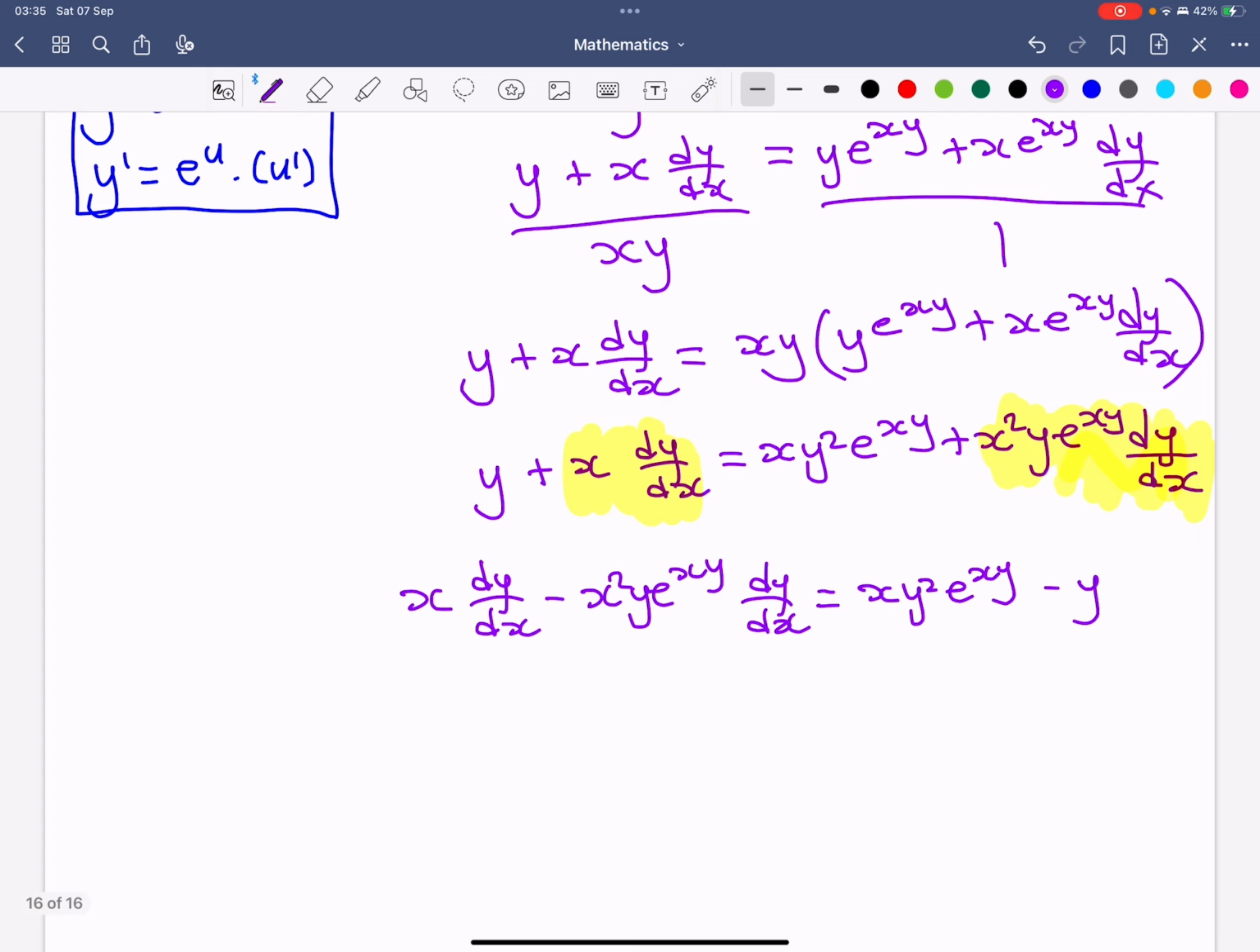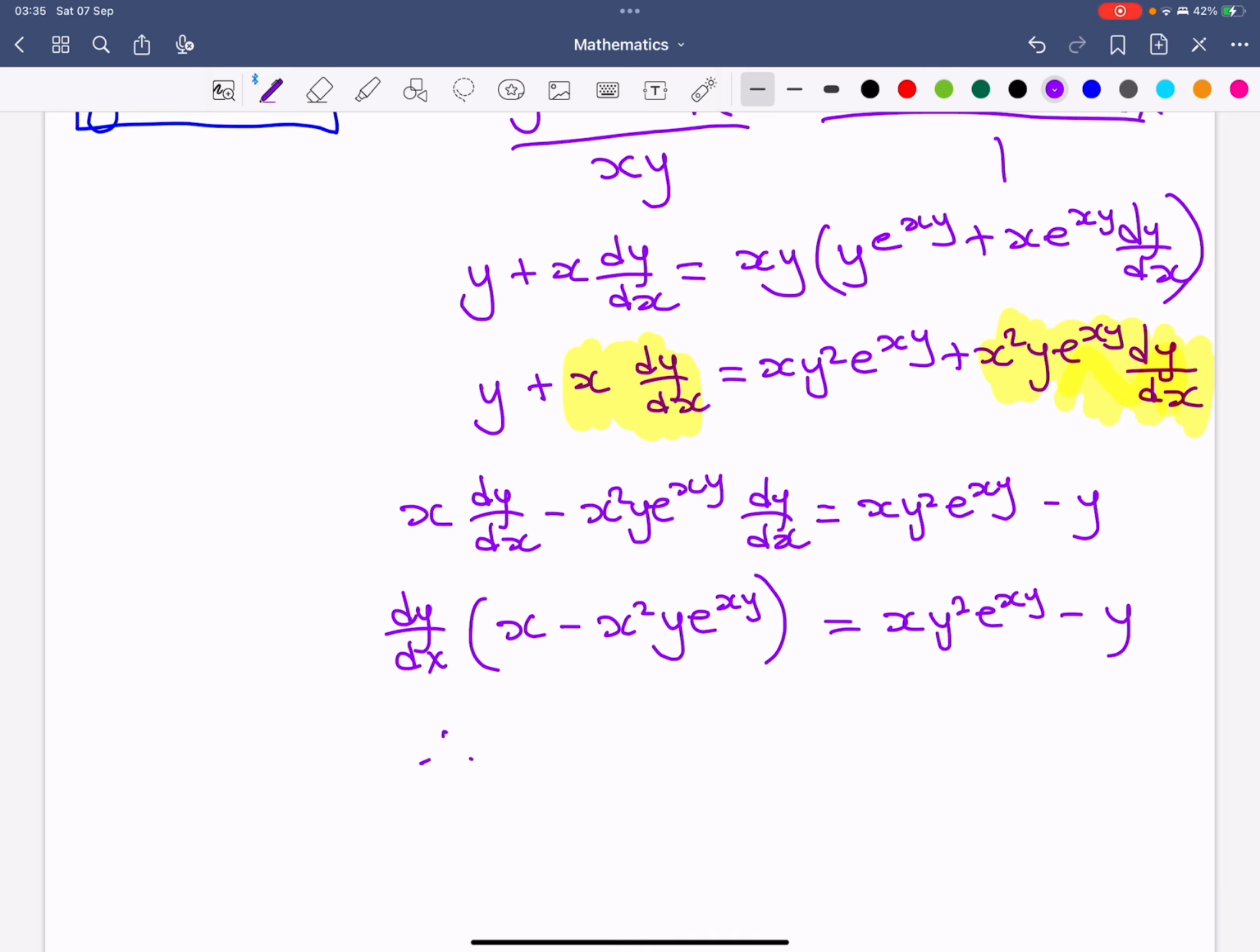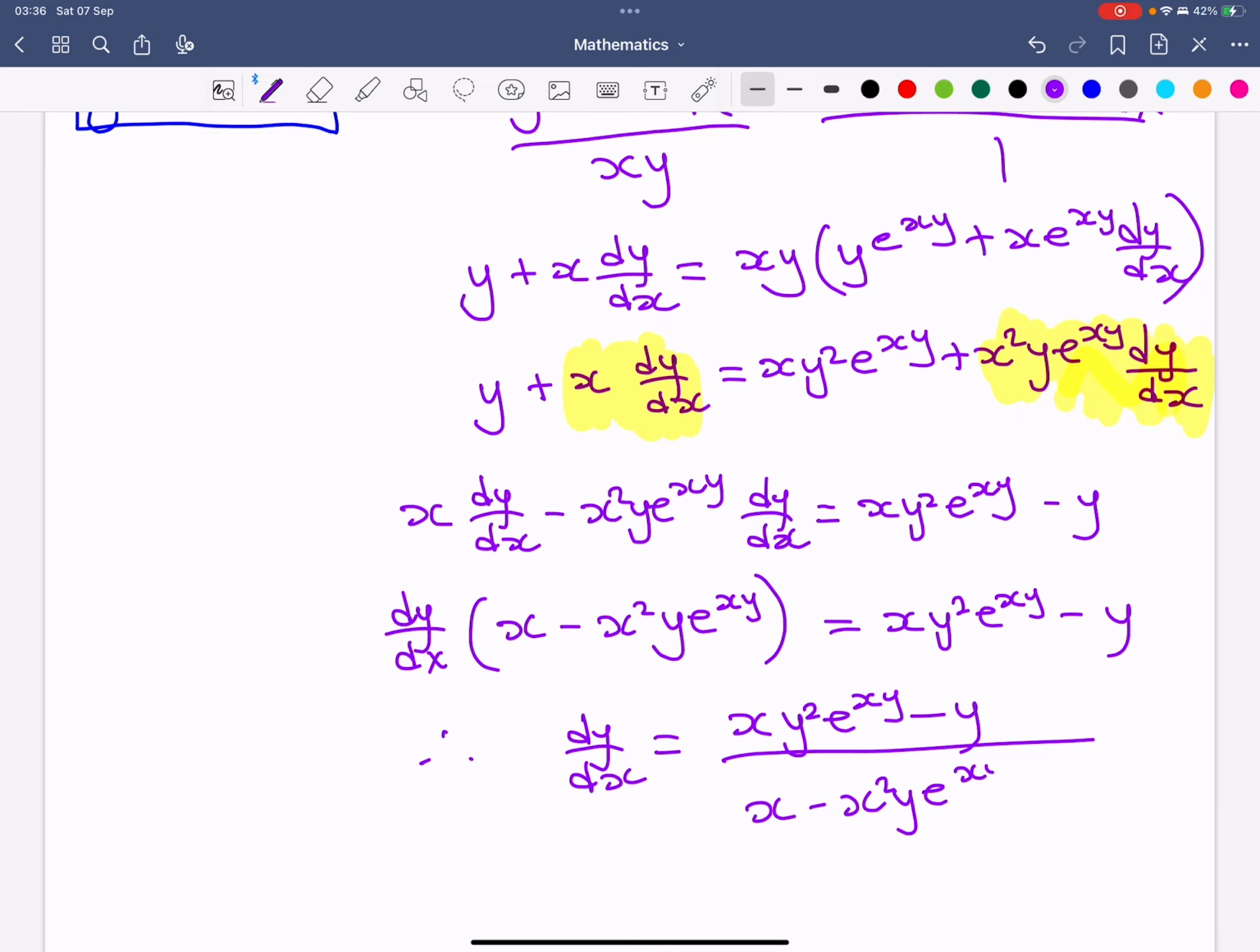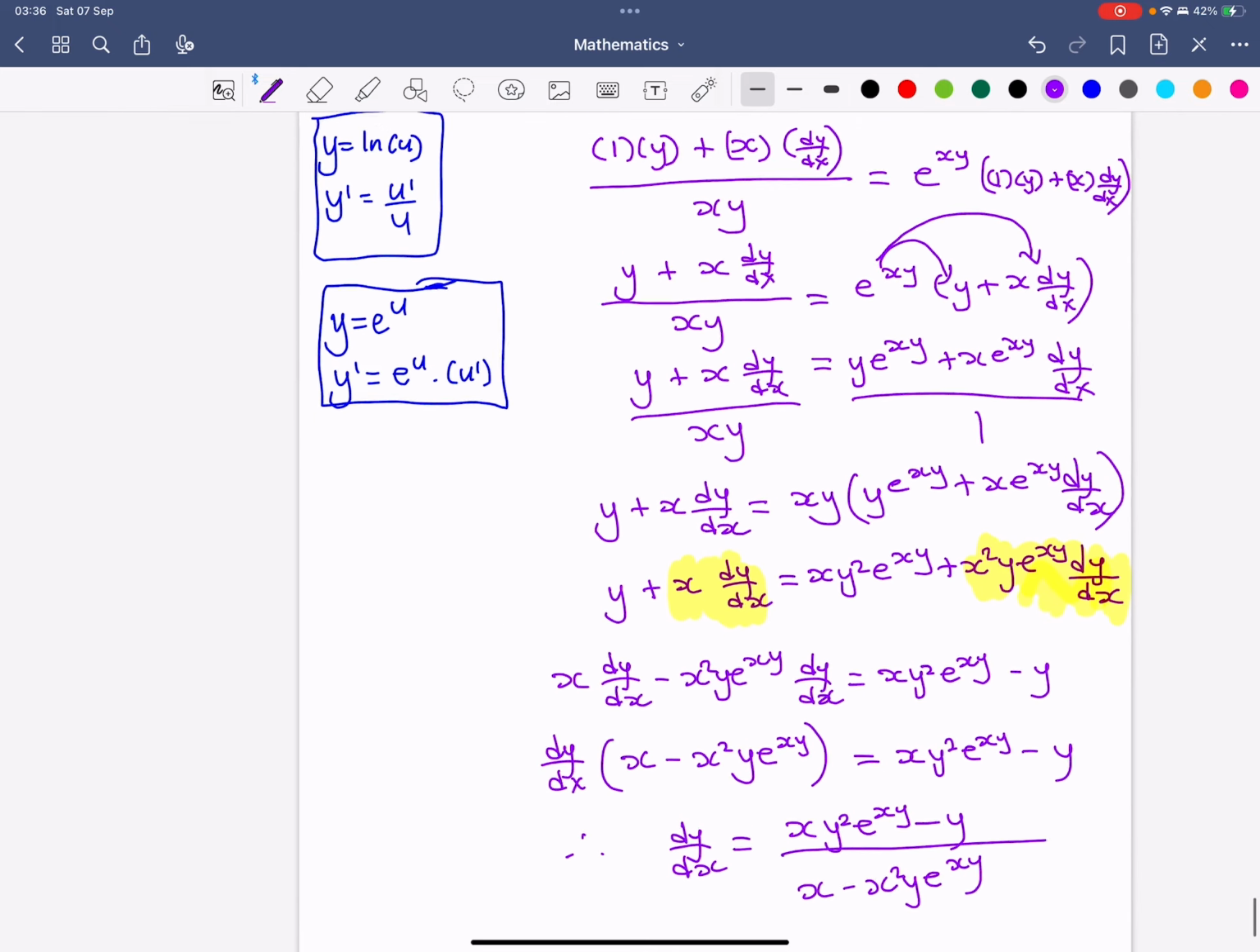So here I can take dy over dx as a common factor. Dy over dx is a common factor. I'm left with x minus x squared y e to the xy equals x y squared e to the xy minus y. Therefore, dy over dx equals x y squared e to the xy minus y, all over x minus x squared y e to the xy. So that's how I found my implicit differentiation here.